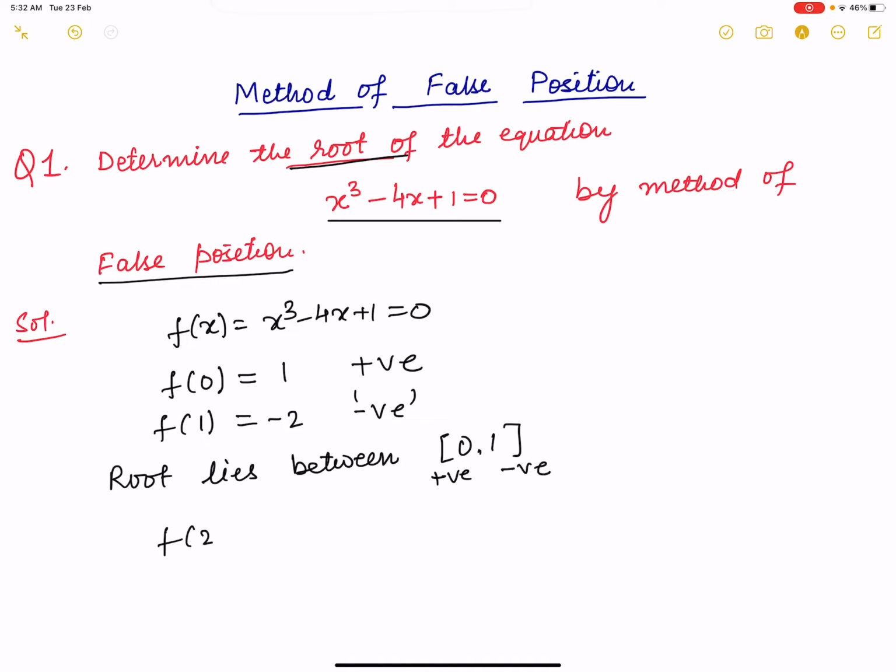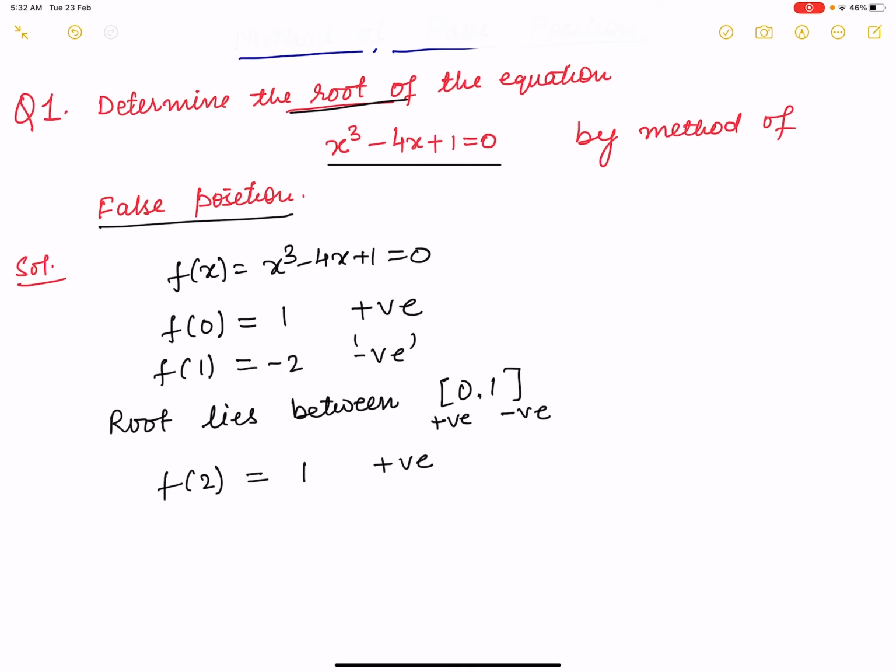Just for trial, let us look at the value of the function at 2 also. We found that the value of the function at 2 is again positive. This means that there again exists a root between 1 and 2, because at 1 it is negative and at 2 it is positive.